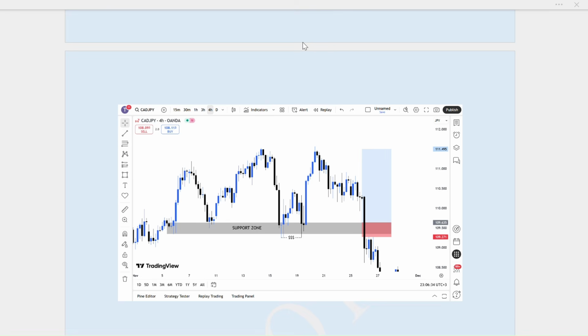The second example, we have double bottoms or double tops. So in this scenario here, I have a double bottom example.